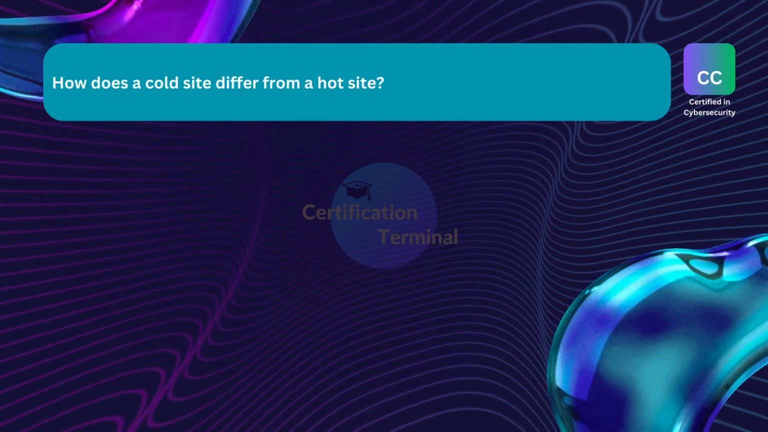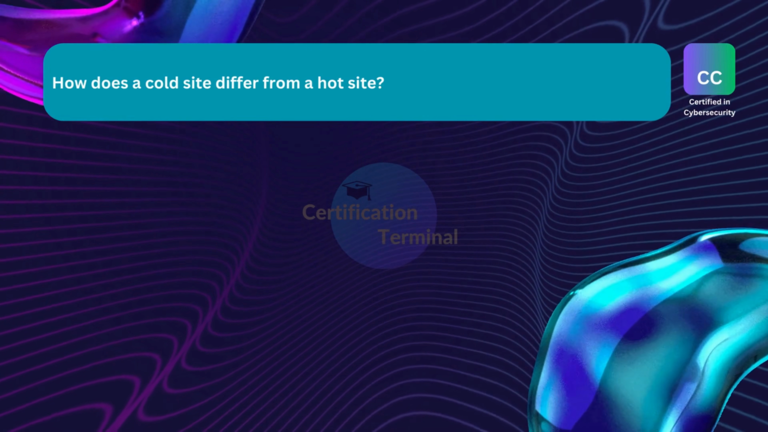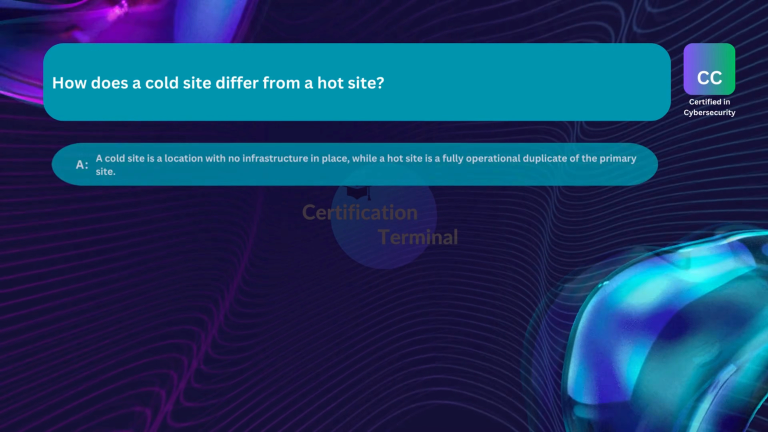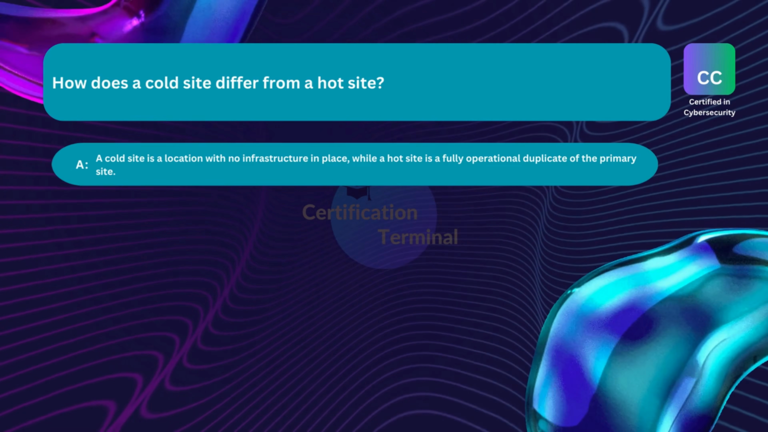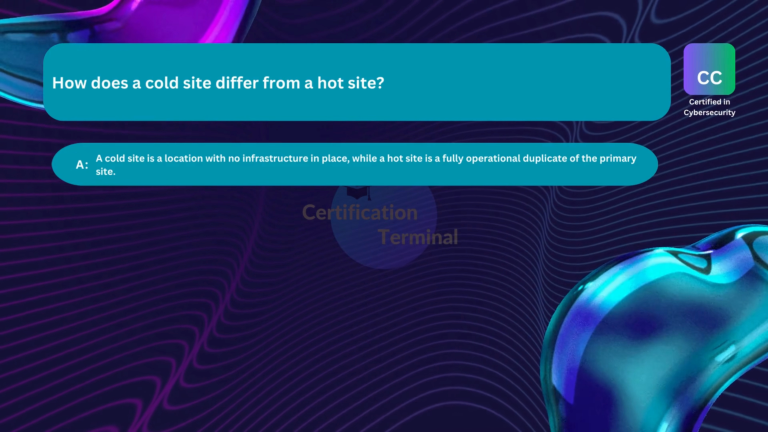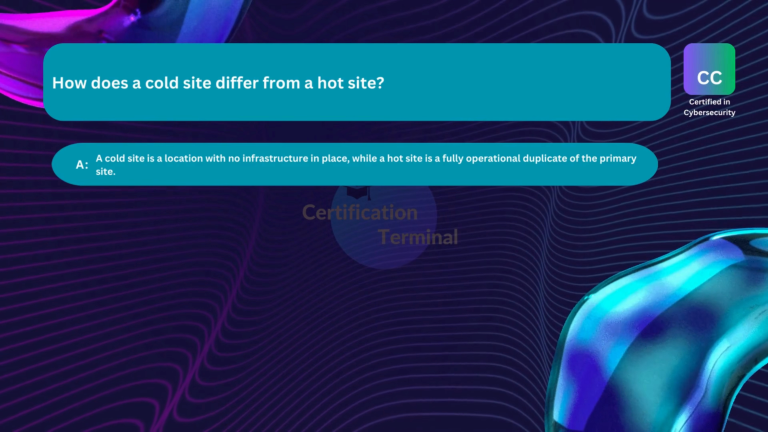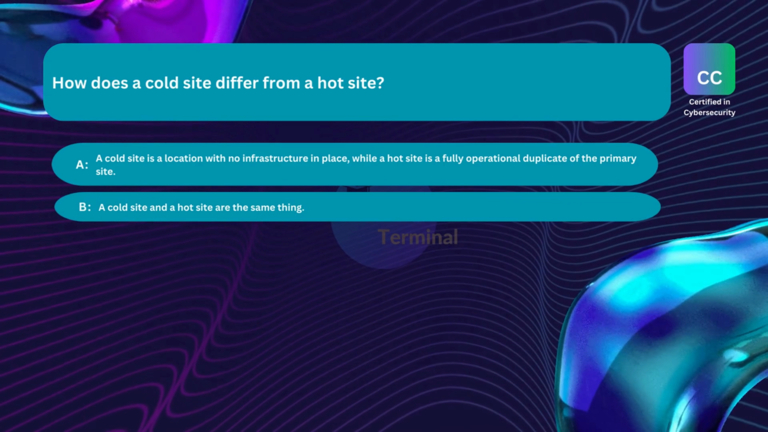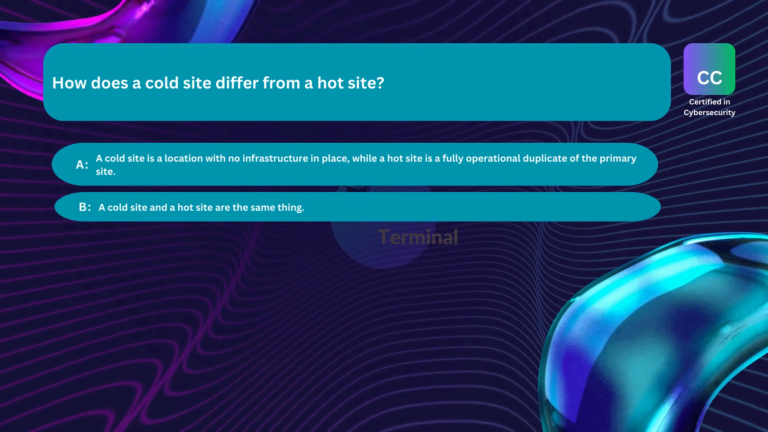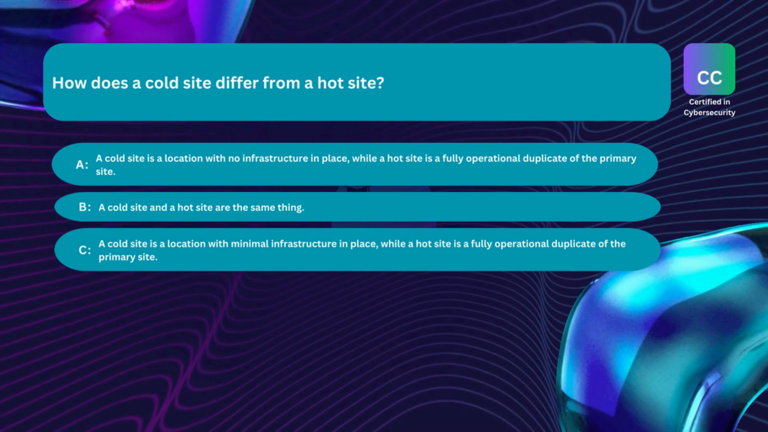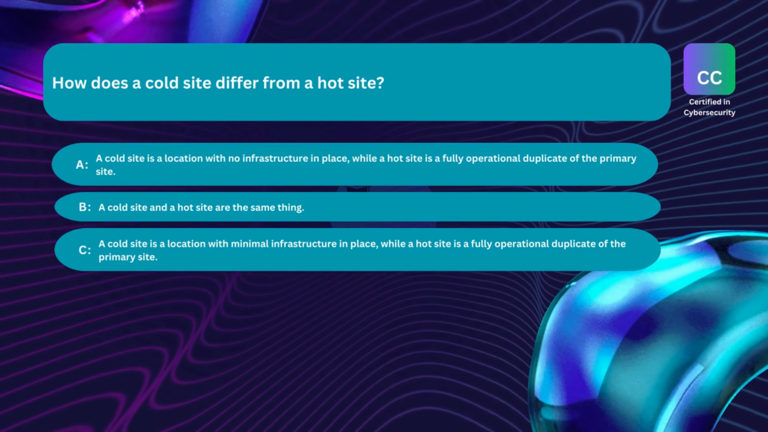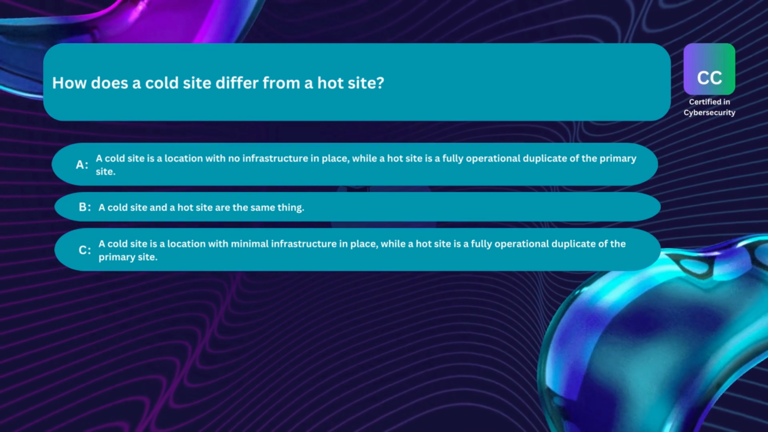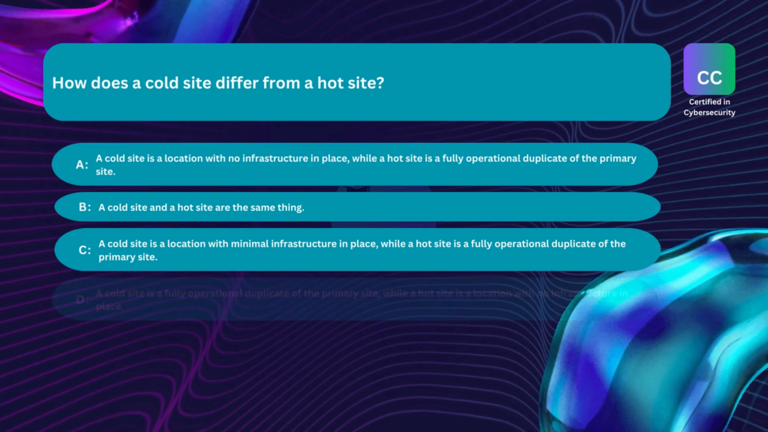Question number 9. How does a cold site differ from a hot site? Option A, a cold site is a location with no infrastructure in place, while a hot site is a fully operational duplicate of the primary site. Option B, a cold site and a hot site are the same thing. Option C, a cold site is a location with minimal infrastructure in place, while a hot site is a fully operational duplicate of the primary site.